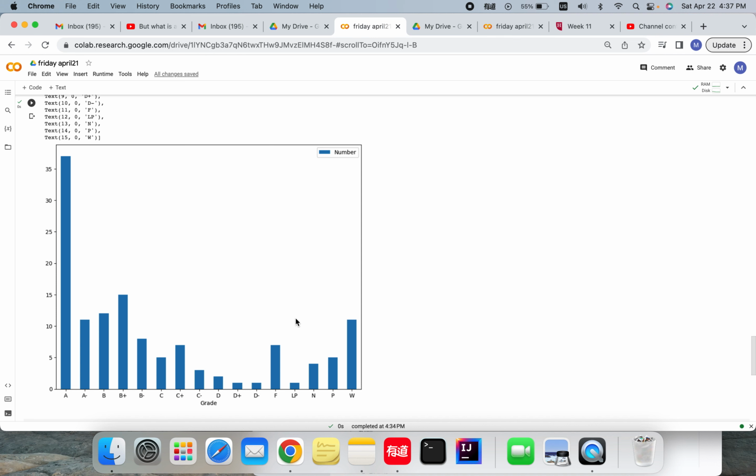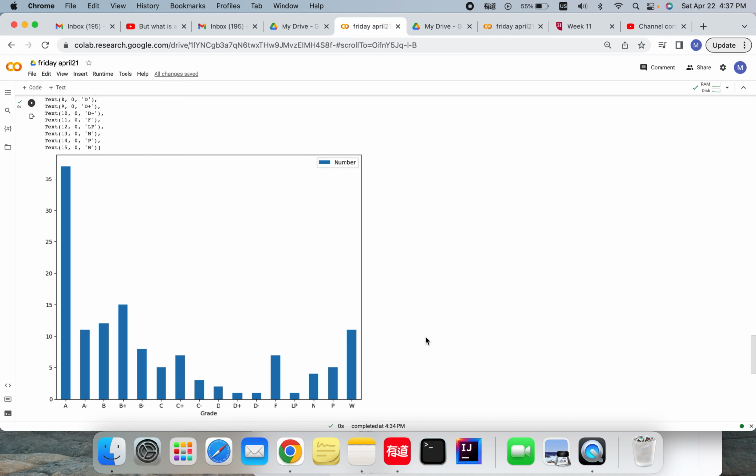So it turns out it's an intro class. People are still doing pretty well in the class, but there are still some people who withdraw or even fail the class. That's what I found from this data set from another perspective.